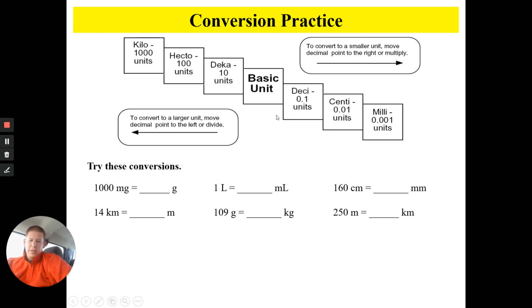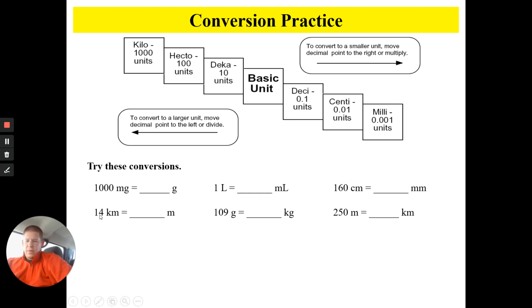If we look at liters, starting at our basic unit, and we're moving to milli, we have our point here, and we're moving 3 jumps to the right. 1, 2, 3. So we would have 3 zeros. 1 liter equals 1,000 milliliters. Next one, 160 centimeters, and we're moving to milli, so we're making 1 jump to the right. Our decimal would be here, 1 jump, or add 1 zero. 160 centimeters equals 1,600 millimeters.